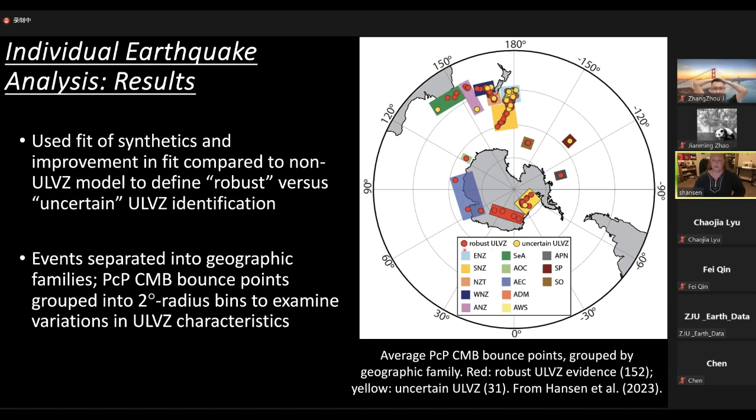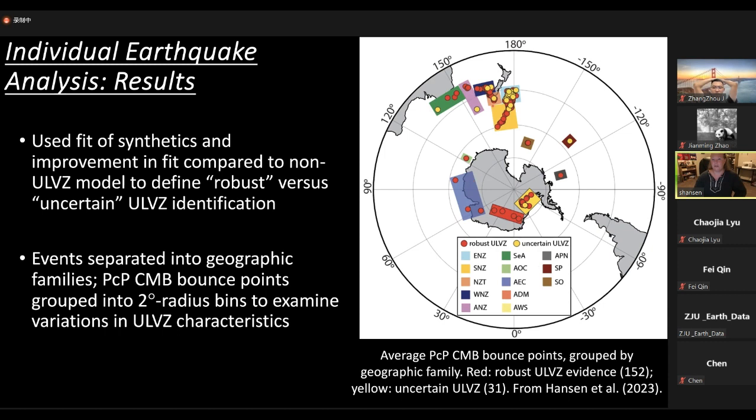The red dots in the map here on the right show the average PCP bounce points for the events that we examined, and these events met all of our criteria to robustly show ULVZ evidence. The yellow dots are also average PCP bounce points, but they didn't quite meet all of our criteria for robust signal, so we're indicating them as possible but uncertain ULVZ evidence.